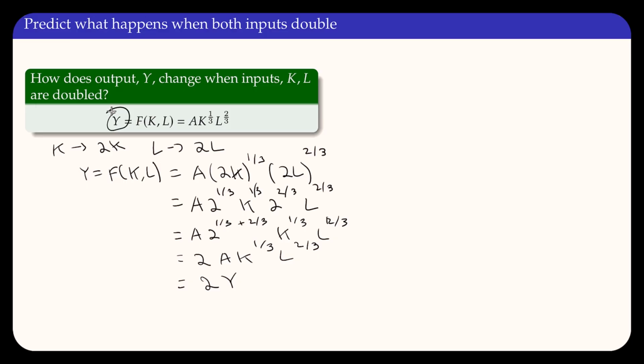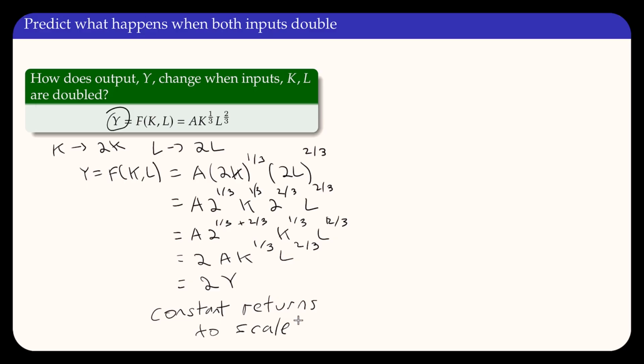And we can see that if we double our inputs, what happens to output? Output is going to be doubled as well. And we call this constant returns to scale. If we're increasing capital and labor in proportion, we will increase output in the same proportion.